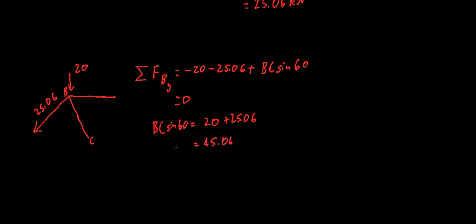Now let's just divide by sine 60. So BC is equal to that over sine 60. Let's see what we end up with. 45.06 over sine 60 is 52.03 kilonewtons.